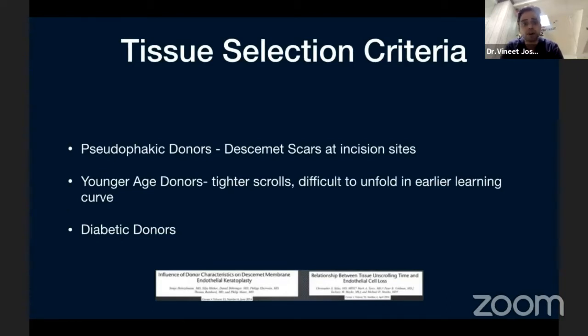Avoid donors who are pseudophakic because they tend to have scars at incision sites where you strip and get a DM tear during the stripping procedure. Younger donors tend to have tighter scrolls that are difficult to unfold, and it's better to avoid them in the earlier learning curve. Also, the presence of diabetes in donors is a partial contraindication because the tissue is more sticky and adhesive, so it can behave like young donors.